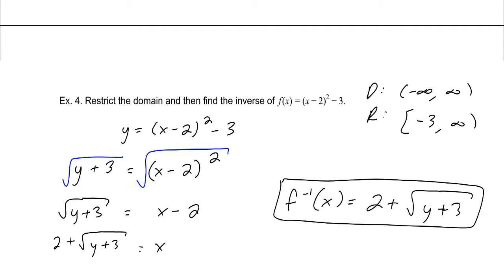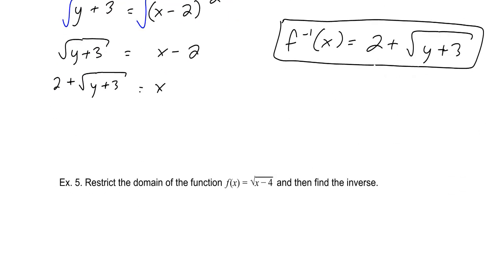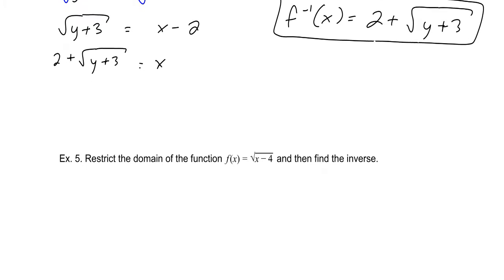So our range should actually be negative infinity to infinity, and that's why it's one-to-one. When I restrict it, my domain actually goes from 2 to infinity, and so now my range is from 2 to positive infinity. So that does in fact work. Same idea for this next problem.